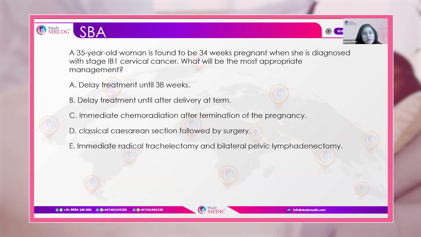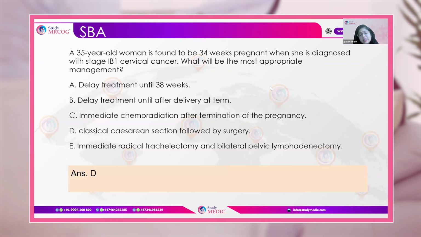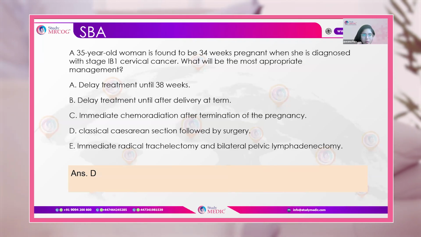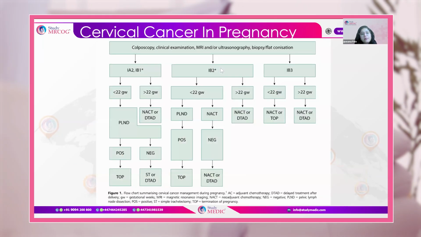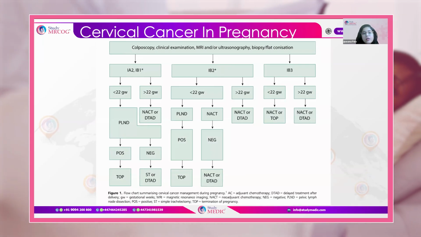So definitely she is already 34 weeks. So you will go for a classical cesarean section followed by surgery in the form of radical hysterectomy, pelvic lymphadenectomy, okay, because she is already 34 weeks pregnant. So this is again a very important flow chart which we need to remember for cervical cancer in pregnancy.